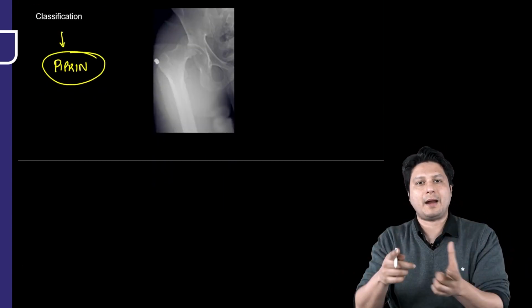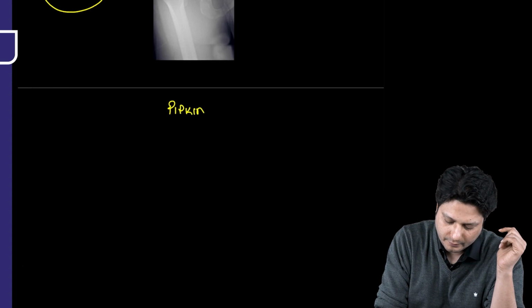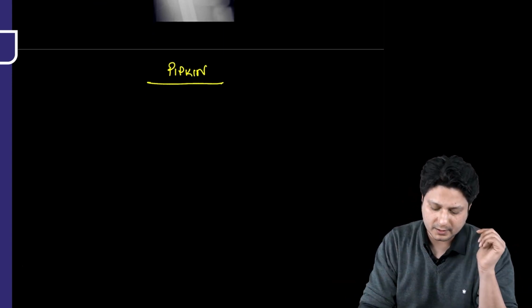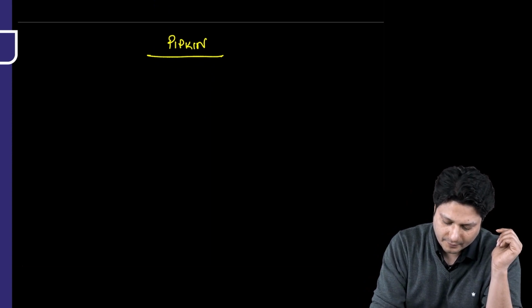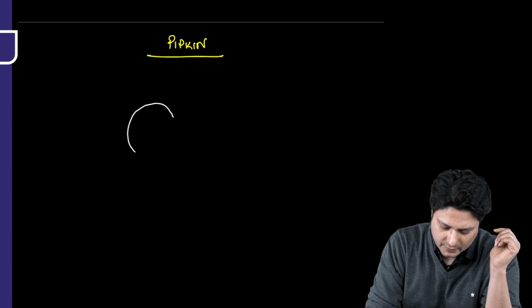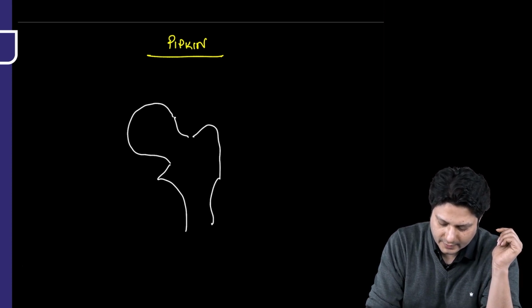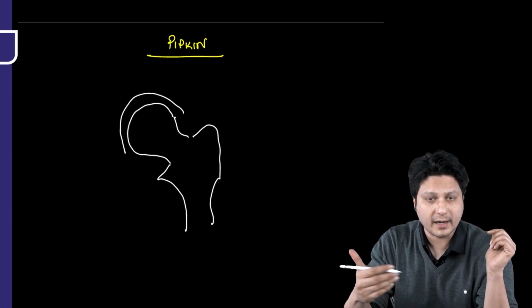So by a rough diagrammatic representation we will be talking about this Pipkin classification. The name of the classification is Pipkin, and by a rough diagrammatic representation we will be talking about this Pipkin type of the classification. All right. So imagine this is the head of the femur, this is the greater trochanter, this is the lesser trochanter, and this is the acetabulum. All right. We are talking about the fracture head of femur.